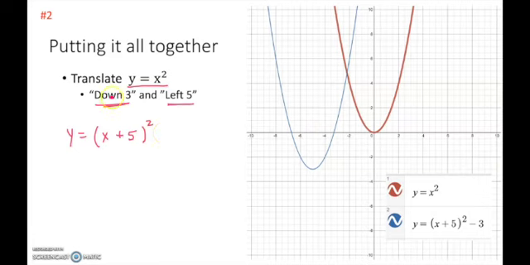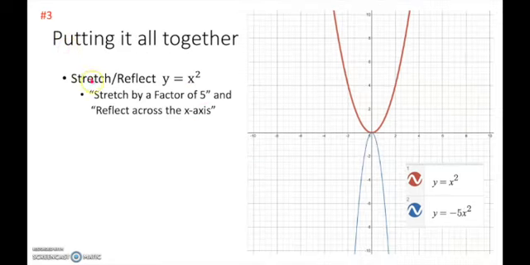And then how are we going to move this down 3? What do we place after here? That's right, we're going to put a minus 3. So you can see our graph being translated to the left 5 and down 3.